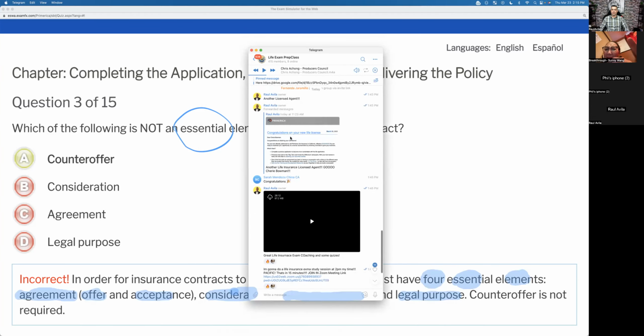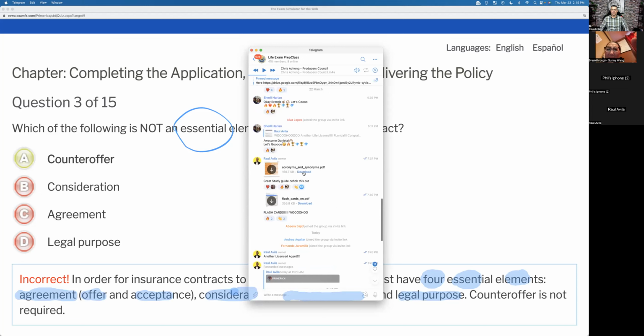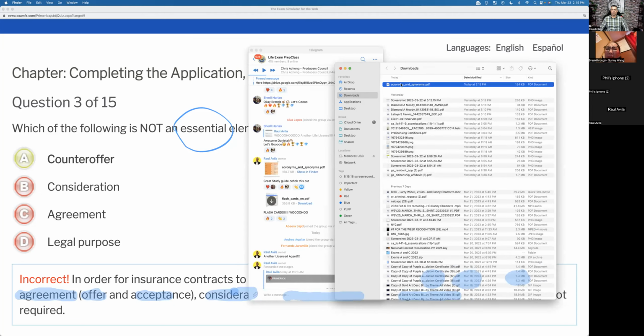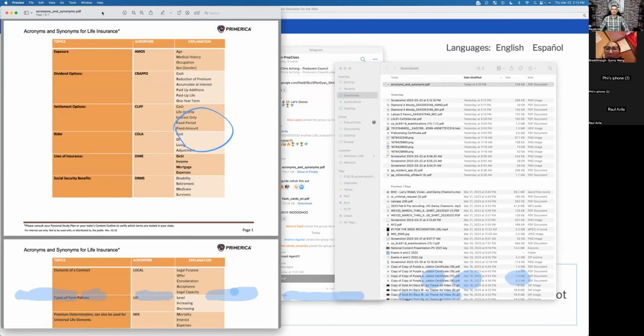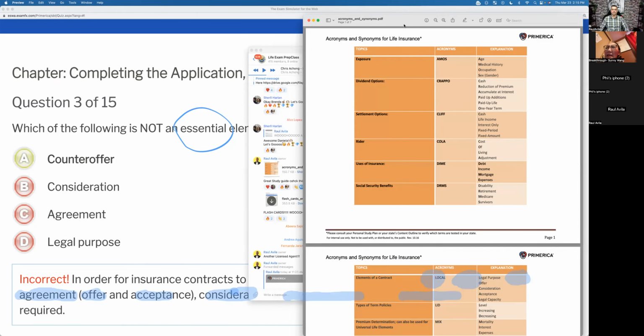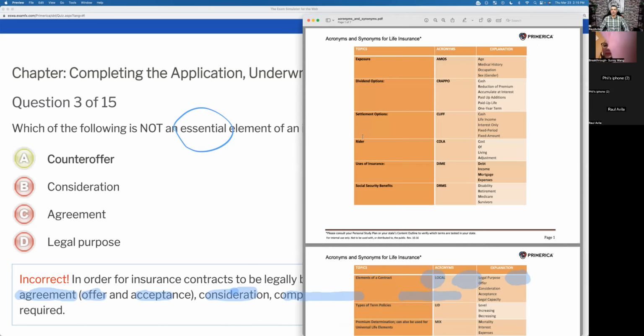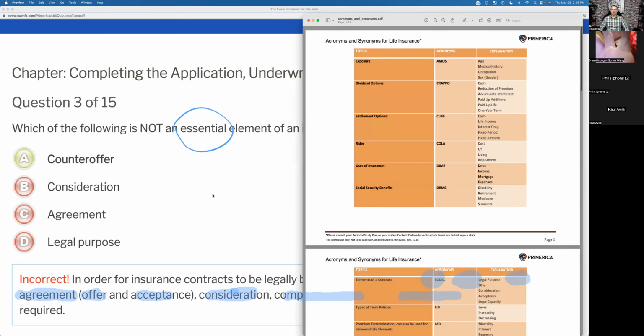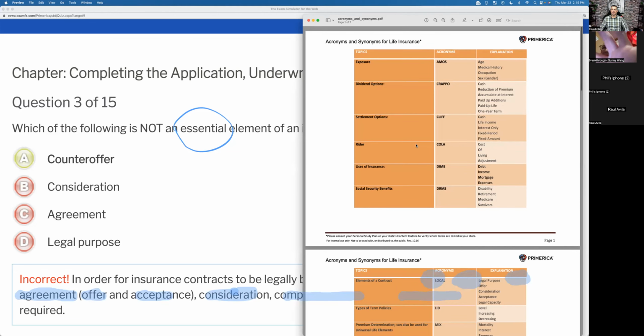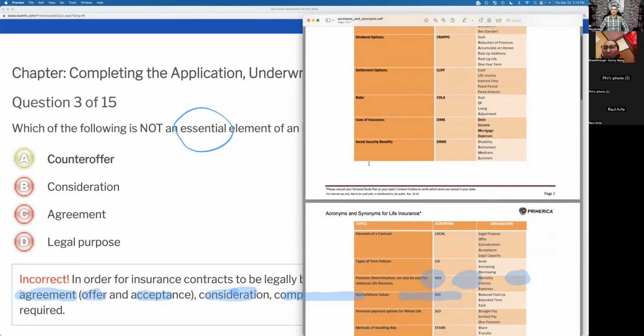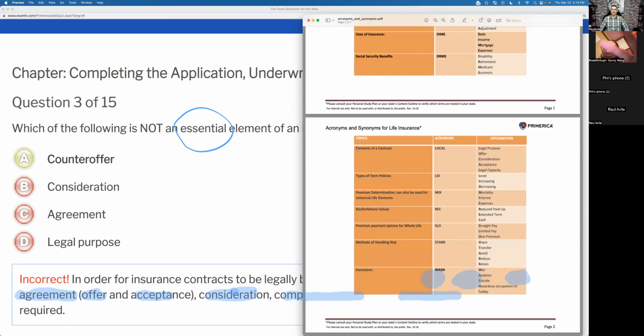I'm gonna go on Telegram real quick. On the acronyms, remember the acronyms? That means, teacher, this answer will be B. The answer is A. Counteroffer. You said that this is incorrect. Oh, okay. Answer is A. I'm sorry. It's okay. Okay, so this is parts of the contract. Let me see. It's one of these elements of a contract. Here it is.